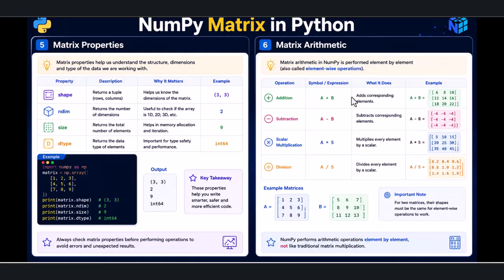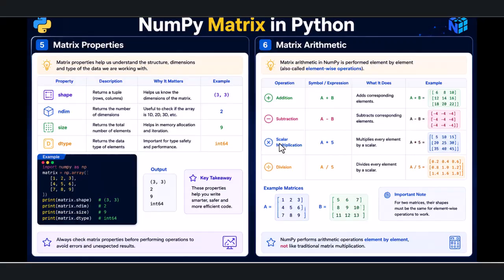So the result will become 6. You can see here 1 plus 5 will become 6. The same process will continue for every element. Subtraction also works in the same way. NumPy subtracts the corresponding elements from each matrix one by one.